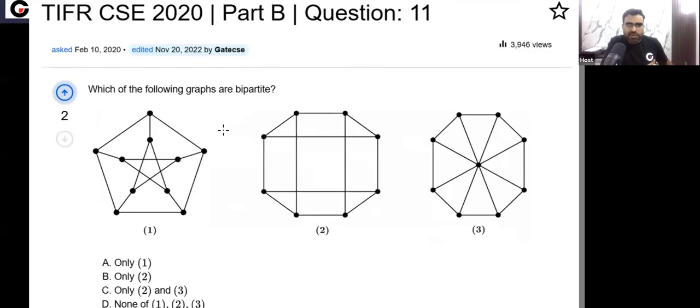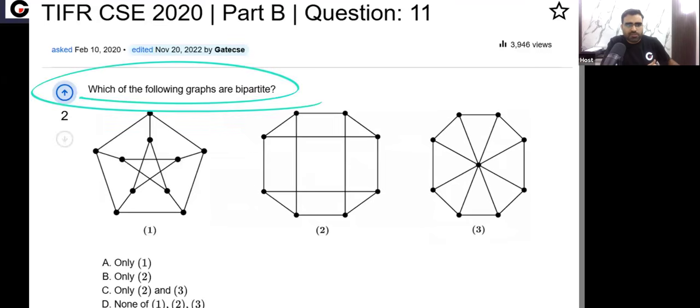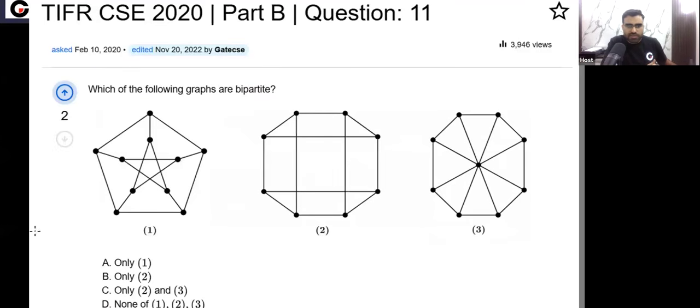Let's see some questions, a lot of questions we are going to see. Let's solve this TIFR question. Which of the following graphs are bipartite? Three graphs are given to us. Let's check, are they bipartite or not? So you tell me about the first graph. Is this graph bipartite or not? Very easily you can see this graph has an odd length cycle. Just look at these vertices, this vertex.